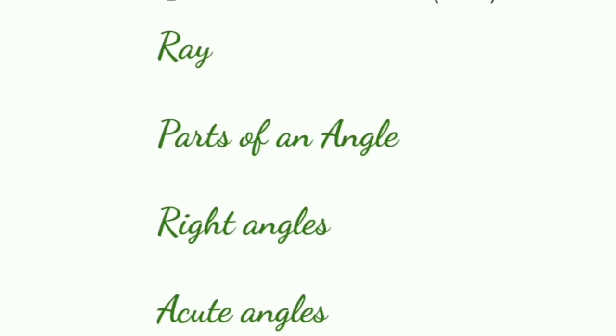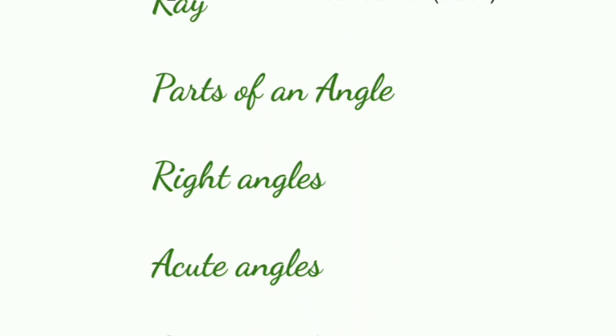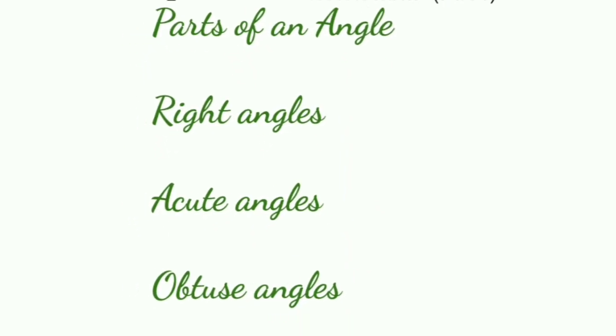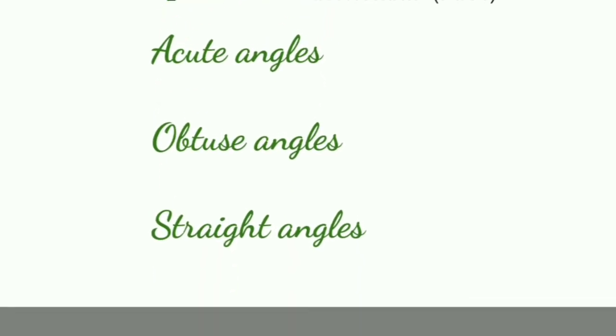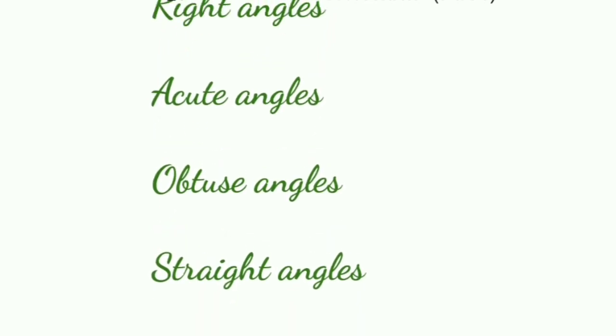Parts of angle. In parts of angle, we have learned right angle. Right angle means it will show 90 degree. Acute angle, it will show less than 90 degree. Obtuse angle, it will show more than 90 degree. And straight angle means when two right angles join, it will make straight angle.